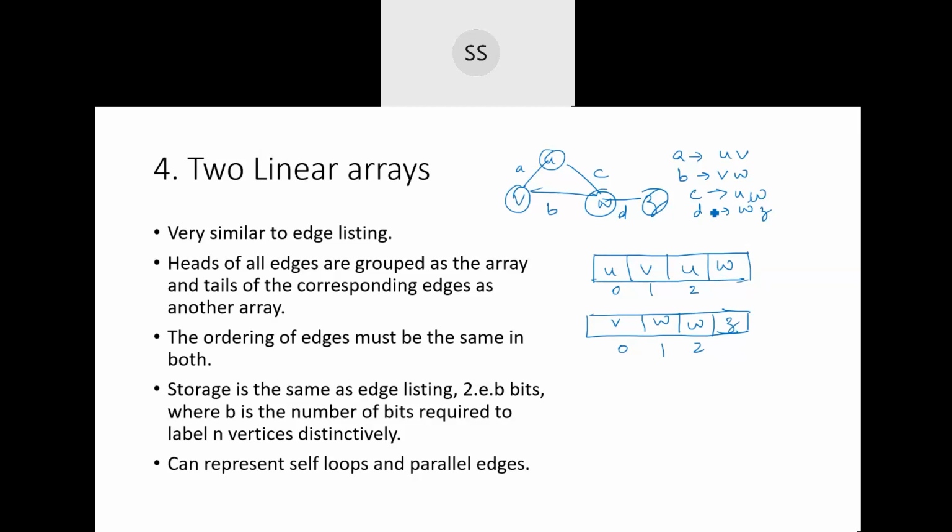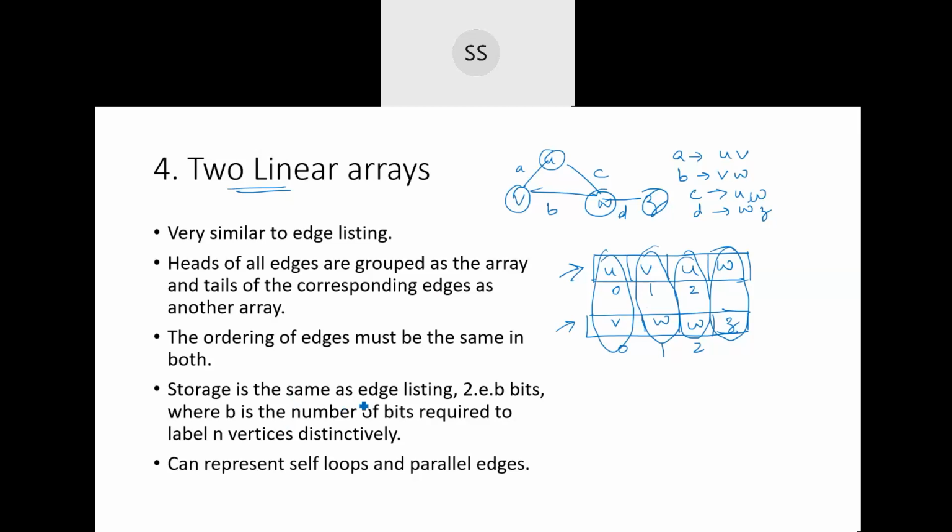So you can see that you are using two linear arrays. The starting vertex is represented in the first array and the corresponding ending vertex is represented in your second array. So this is considered as one edge. This is considered as another edge. This is your third edge and this is your fourth edge. So I hope you have understood how the edges can be represented by making use of two linear arrays.